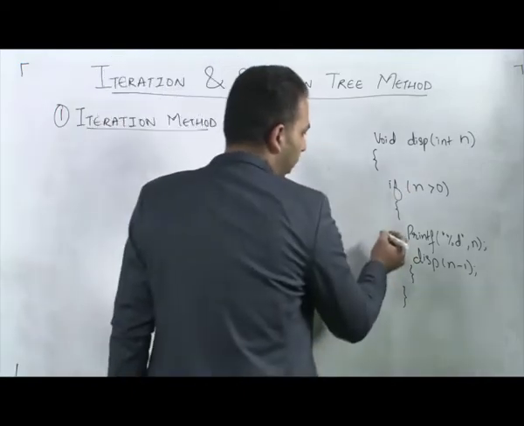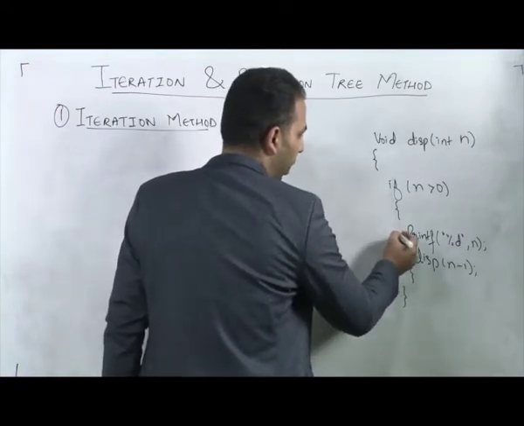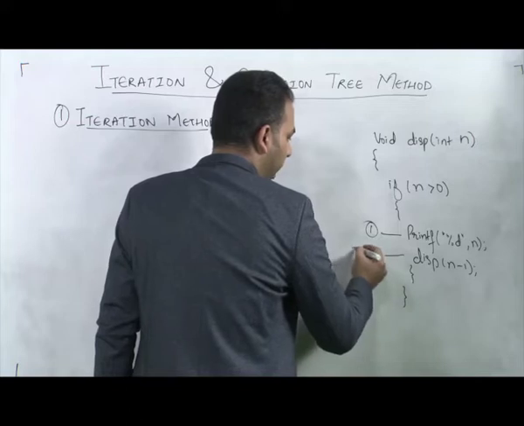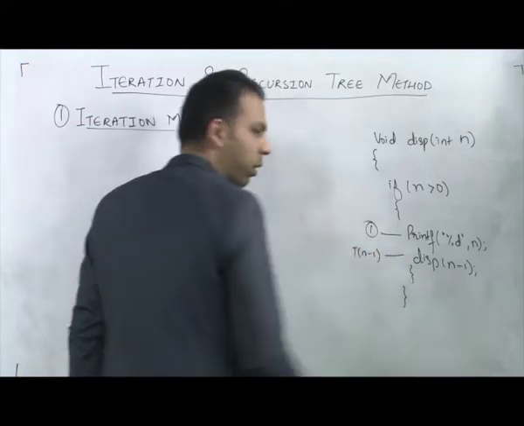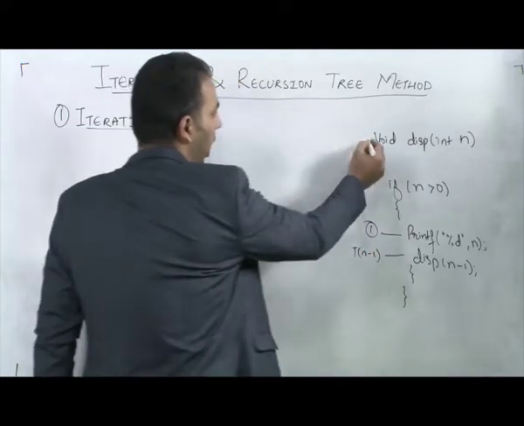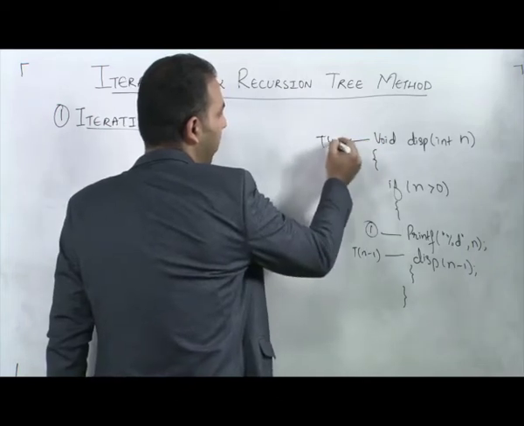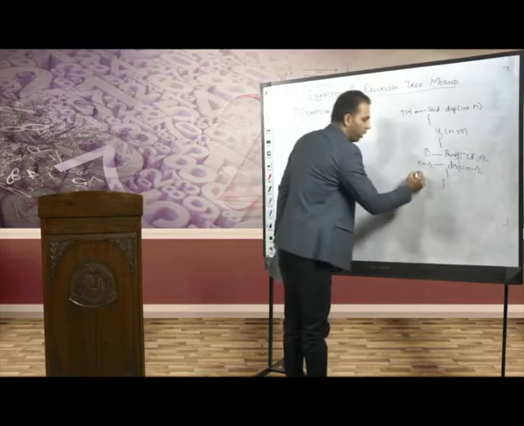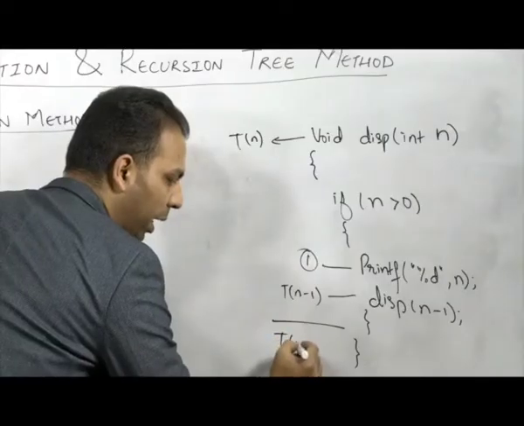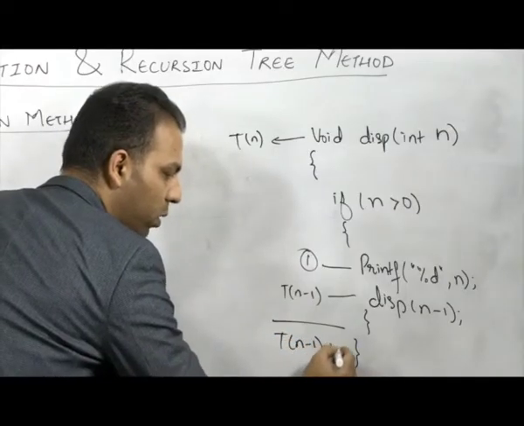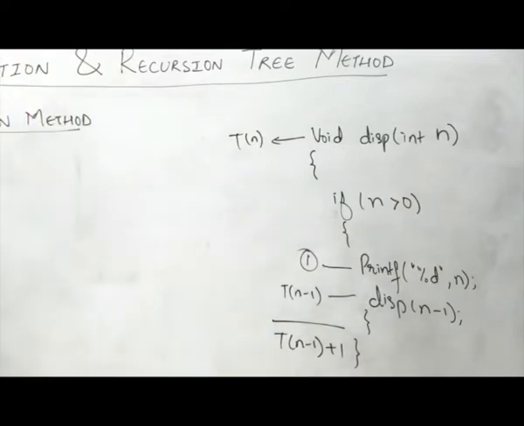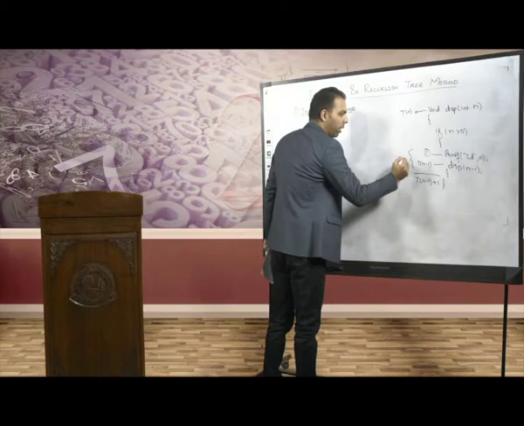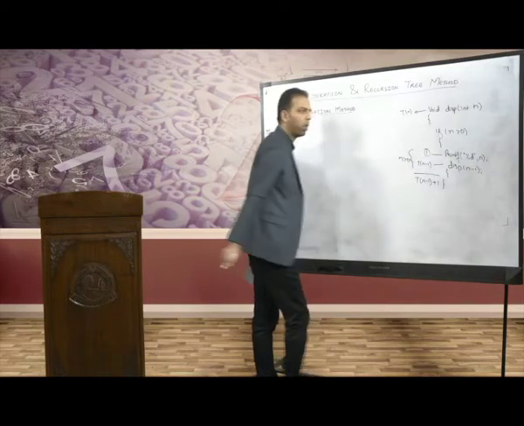So if we calculate the complexity, this will take 1 unit of time, and this will take the time taken by T of n minus 1. And the whole algorithm will take time T of n. Now we simply have to add it. It will be T of n minus 1 plus 1. This will happen when n is greater than 0.